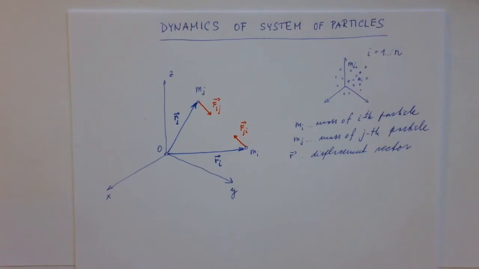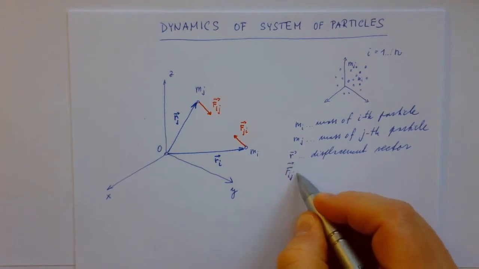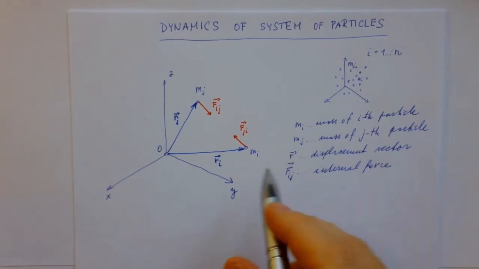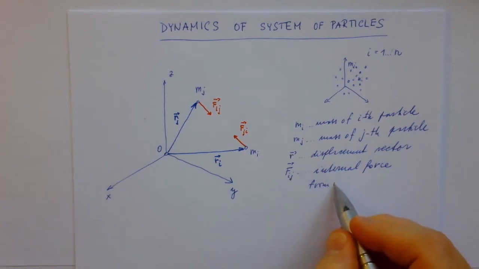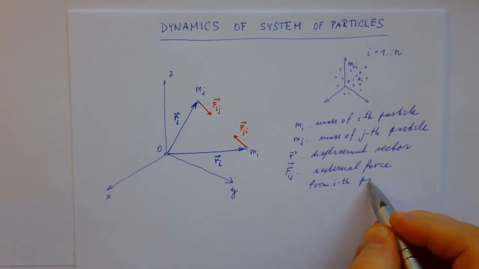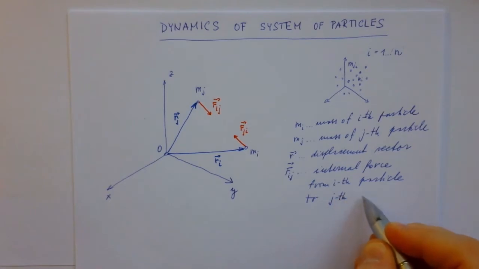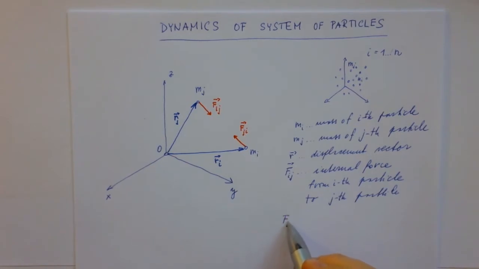The system of this denomination, Fij, is an internal force, and the system of this denomination is from ith particle to jth particle, and opposite. Fji is a force from j to i particle.